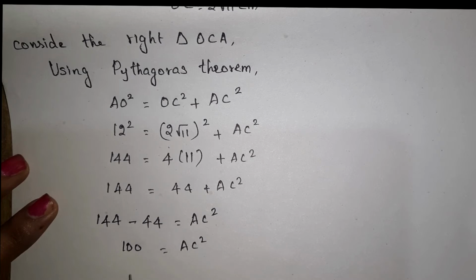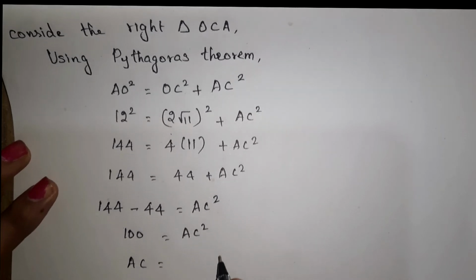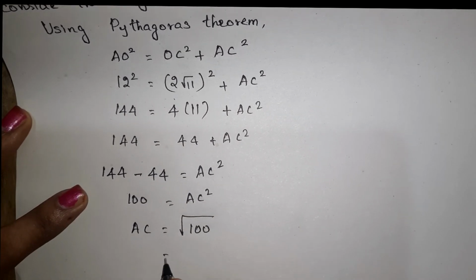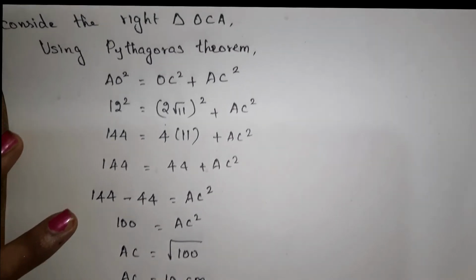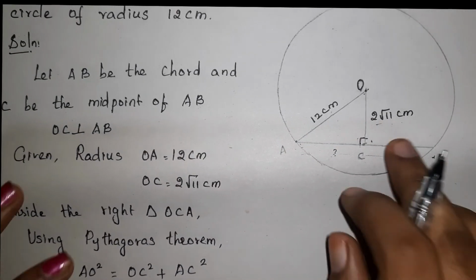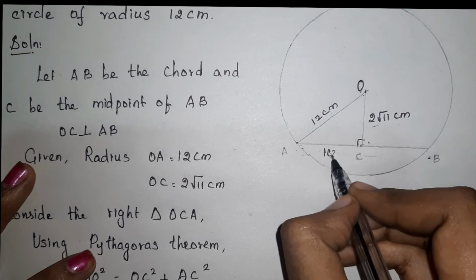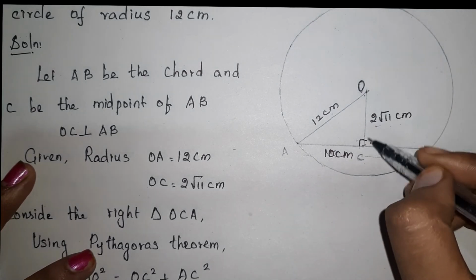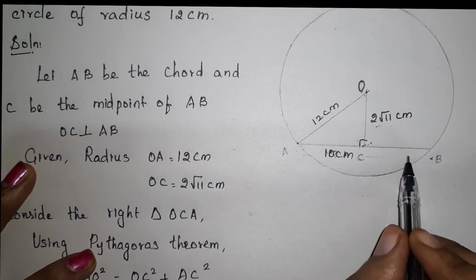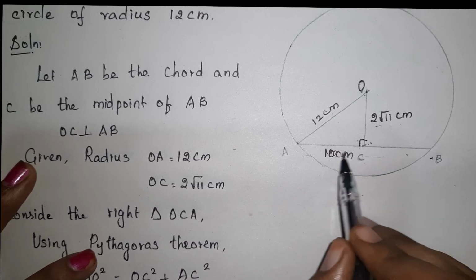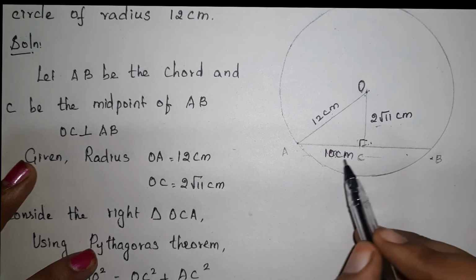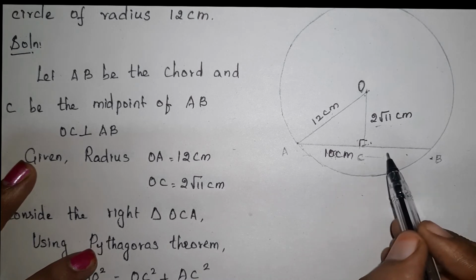That means AC value is equal to root of 100. You know that root 100 value is 10. So AC equals 10 centimeter, we have found. See this, this is the AC value, 10 centimeter. Already I told that it's a perpendicular line, and this perpendicular line will bisect the chord. Bisect means it will divide the line into two equal lengths. So if this is 10 centimeter, this side is also 10 centimeter.